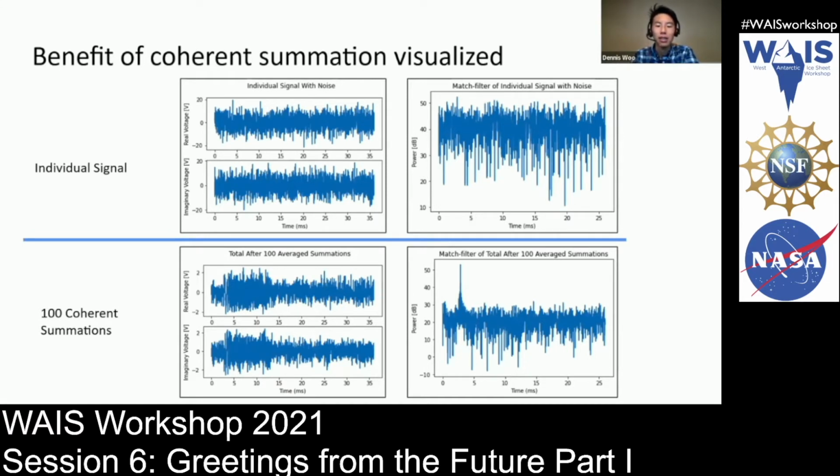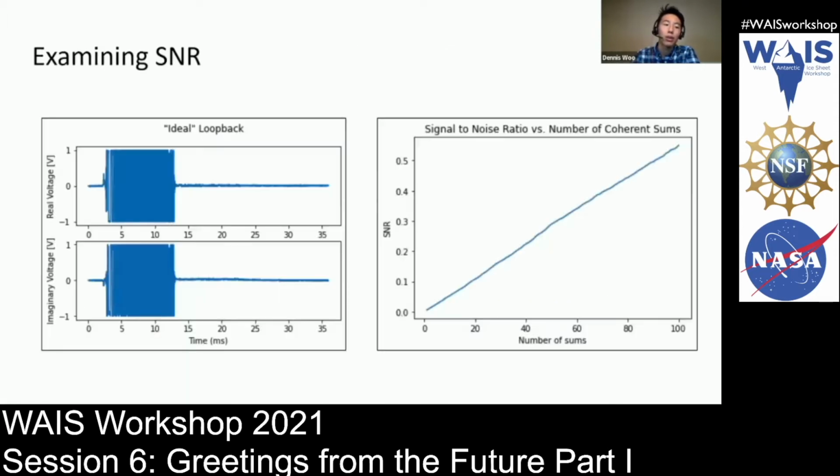So for each number of sums, 1, 2, 3, all the way up to 100, I calculated the SNR by comparing the coherently processed signal with a quote-unquote ideal loopback test without any artificially added thermal noise.